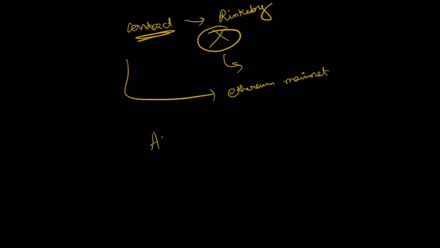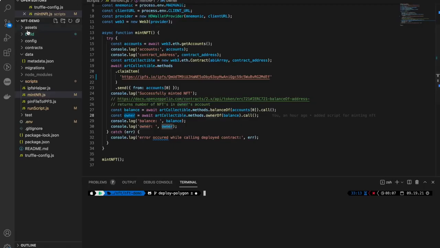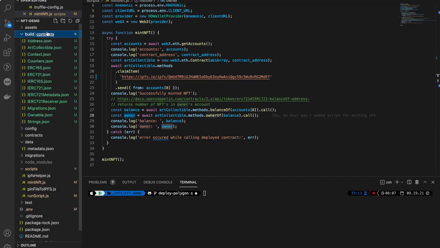Now, two more things that we want to discuss. First, we will take a look at the ABI, how Truffle has created it under the build/contracts directory. And second, we are also going to take a look at the account object. Okay, so let us check out the ABI. It is created in the build contracts folder by Truffle.